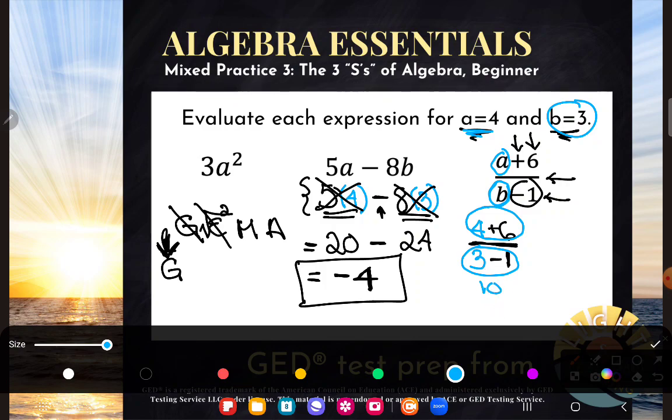My thing is not working. I'm going to have to go to the right, which I always tell you guys not to do. 4 plus 6 is 10, and 3 minus 1 is 2.